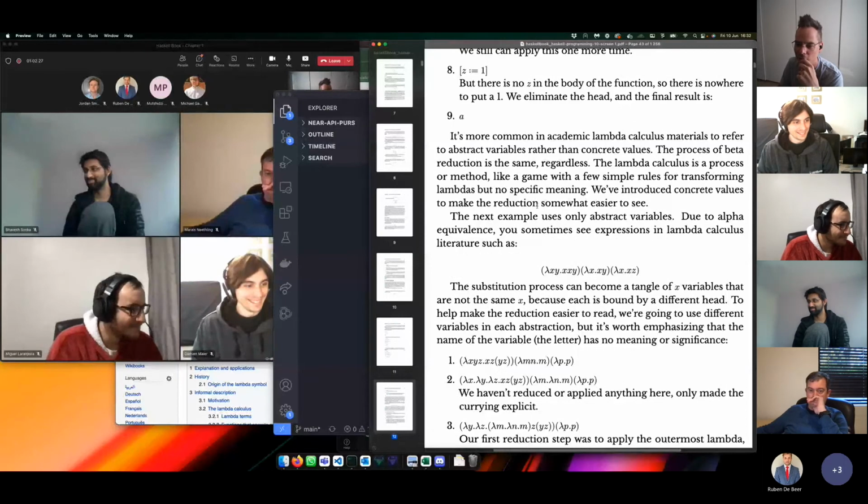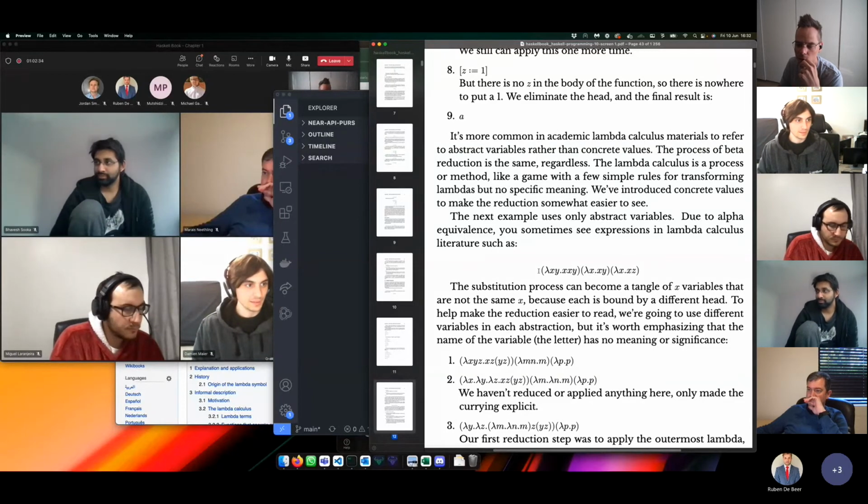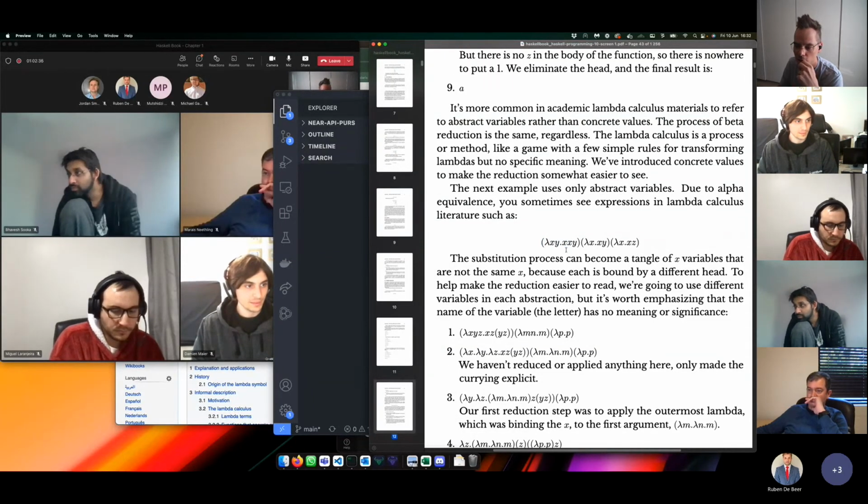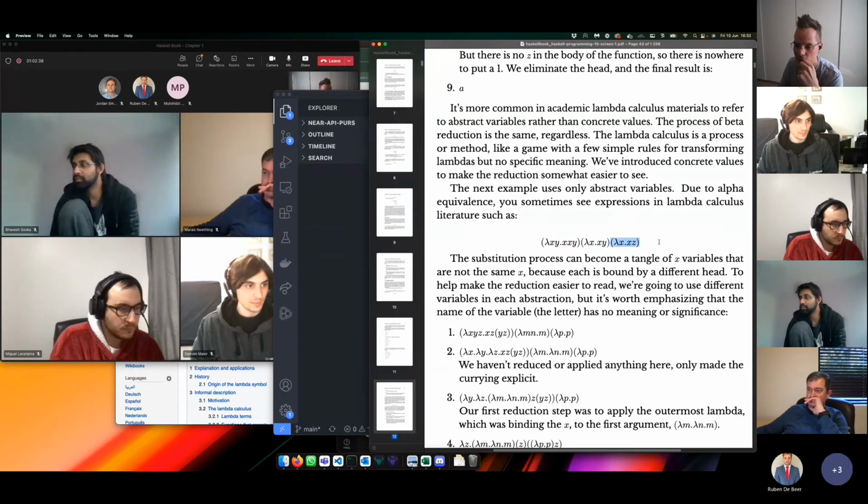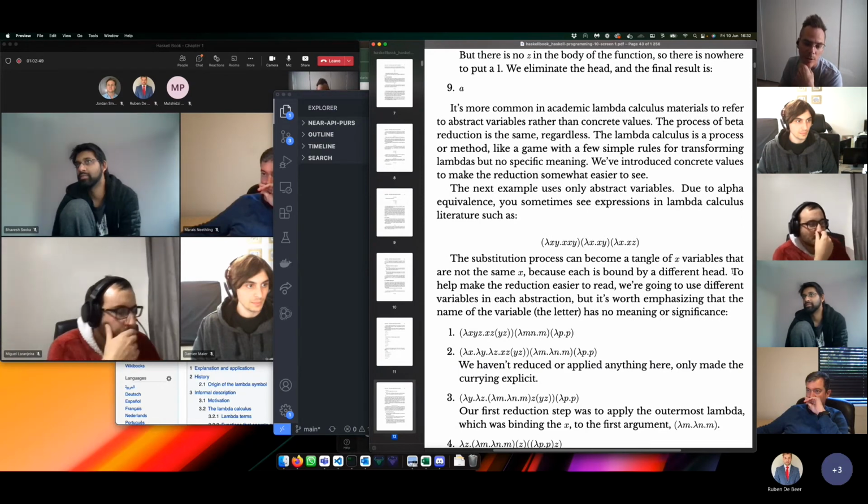Okay, good. The next example uses only abstract variables. Due to alpha equivalence, you sometimes see expressions in lambda calculus literature such as this, that, and that. The substitution process can become a tangle of X variables that are not the same X because each is bound to a different head. Okay, so that's confusing as hell, but quite right.